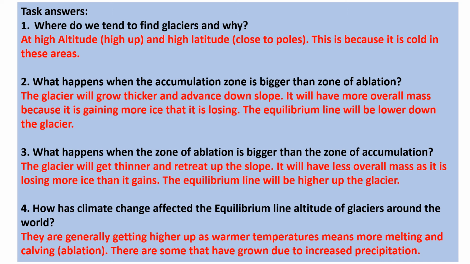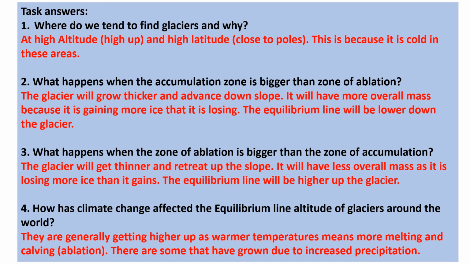The kind of opposite is true for number 3. So if the ablation zone is bigger than the accumulation zone, the glacier will be getting thinner and retreating upslope. So that's another word. So they retreat back upslope. Most glaciers around the world are doing that. It will have less overall mass as it will be losing more ice than it gains. The equilibrium line will be higher up the glacier.